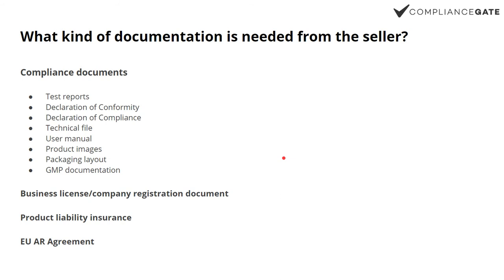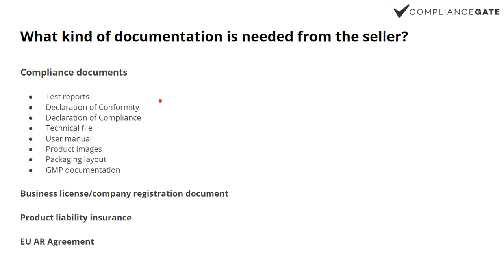So what documentation is needed from the seller? As I said, it's more than just paying a fee and getting an address. Compliance documents are number one: test reports, declaration of conformity, technical file, depending on the product. Different products have different compliance documentation requirements. So that's number one. You need to find out, okay, what do I need in the EU? Which requirements apply to my product?